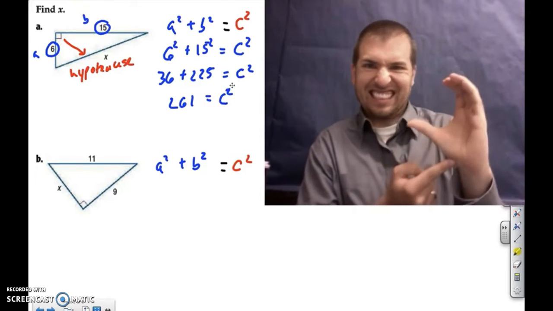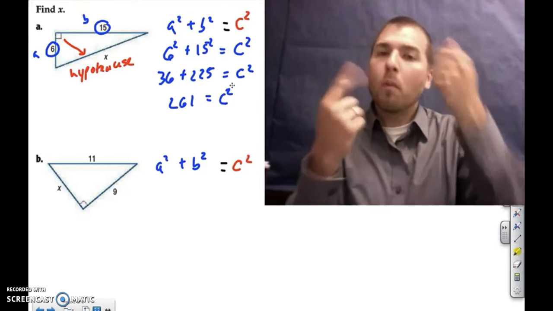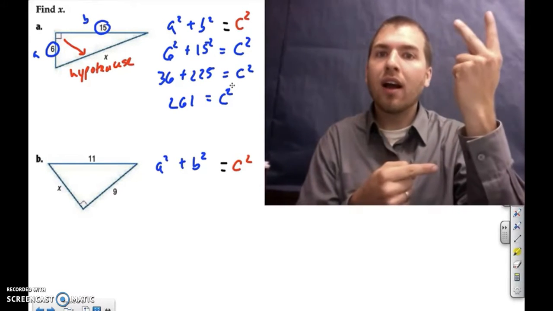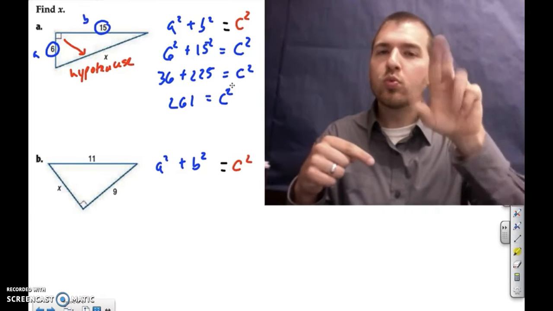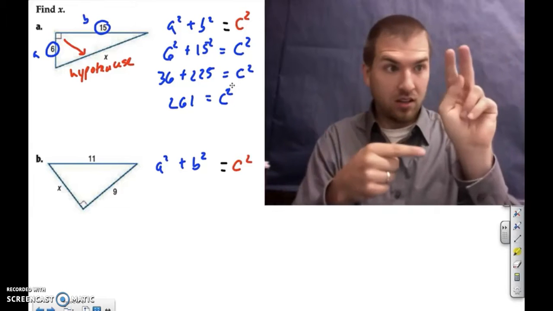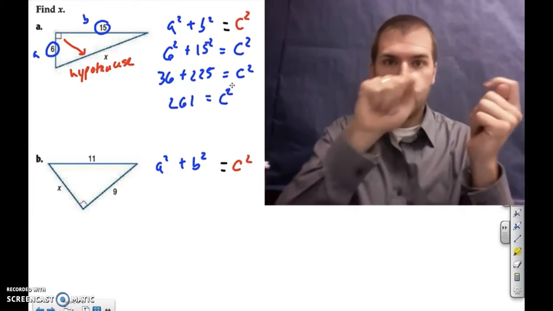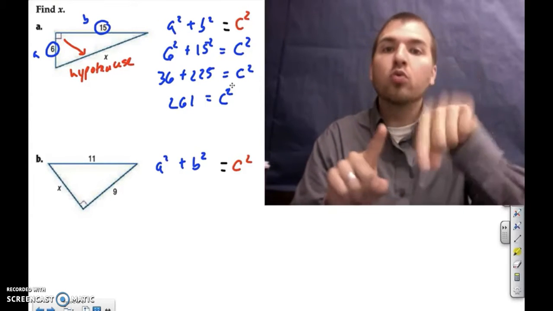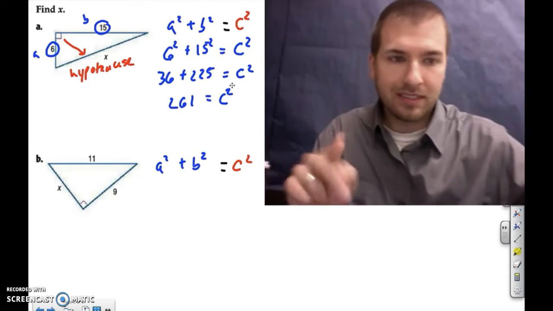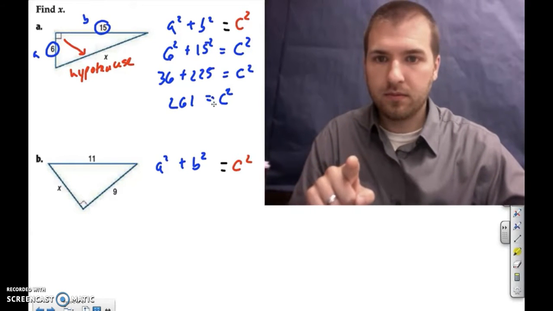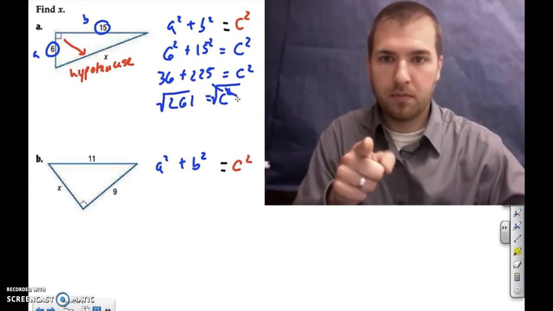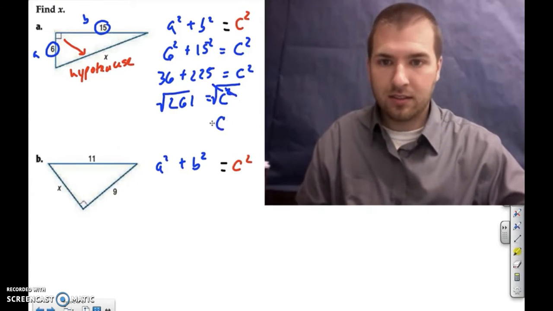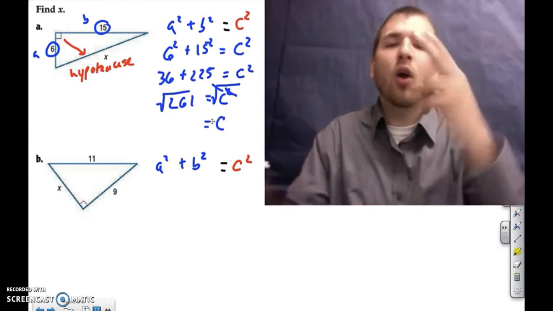Now we need to find c. How do you find c? It's c squared, so remember, the opposite of squaring is a square root. In order to reverse a square, you have to take the square root. So we have to square root both sides. We'll square root the c squared and the 261. The square root cancels out the squaring, so that equals just c.